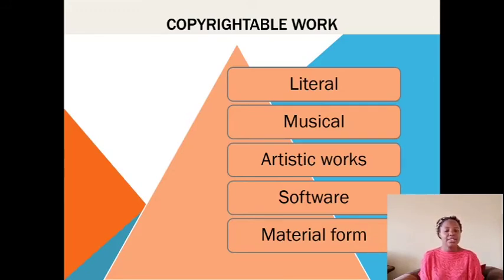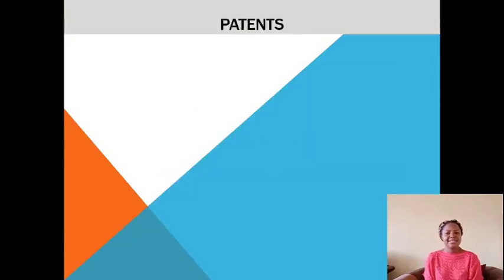And then copyright does not protect an idea. Copyright protects the form in which the idea is expressed. So make sure that your work is in material form. In Kenya, copyright lasts for the lifetime of the author and 50 years after that. So 50 years after you are gone, if you created some copyrightable work, then it's going to outlast you for another 50 years. Yeah, so let's go to patents.